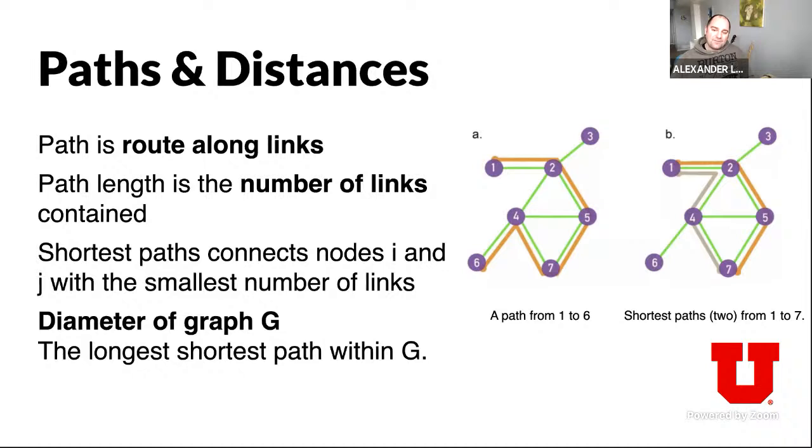Another useful metric about graphs is the diameter of a graph. The longest shortest path within G is what we call the diameter.